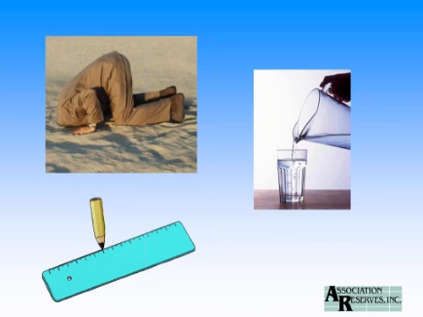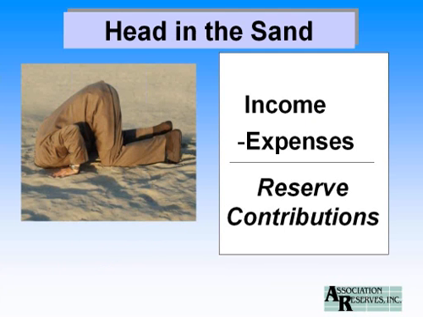The 3 most common ways reserve contributions are set across the country are the head in the sand method, straight line method, and the cash flow method. And I'll go through those one at a time. I'll describe the head in the sand method only so you can recognize it and avoid it. The head in the sand method is just a matter of an association figuring out their income, subtracting their expenses, and calling the leftover reserve contributions.